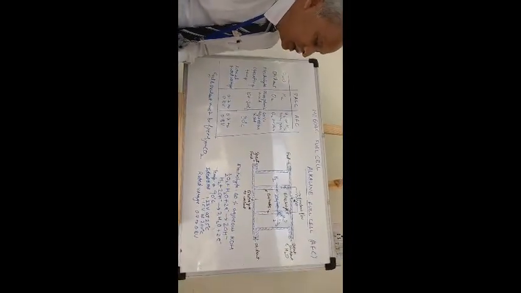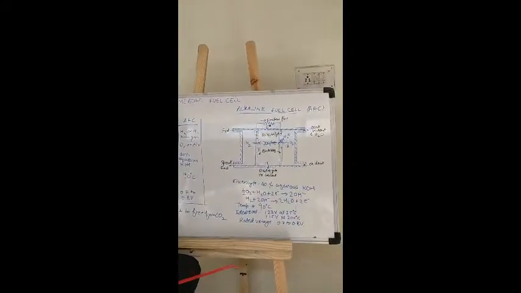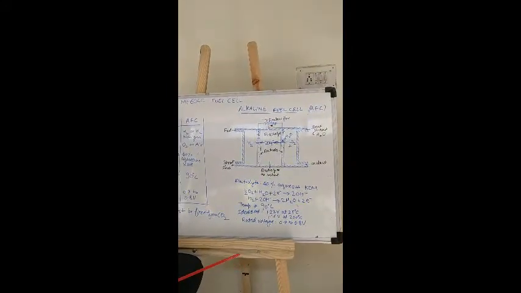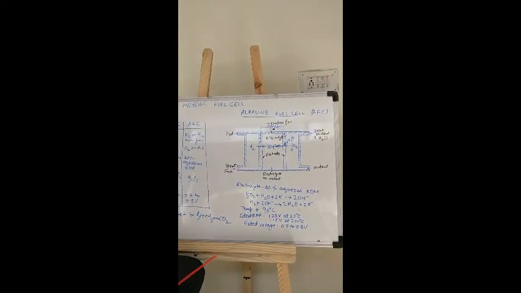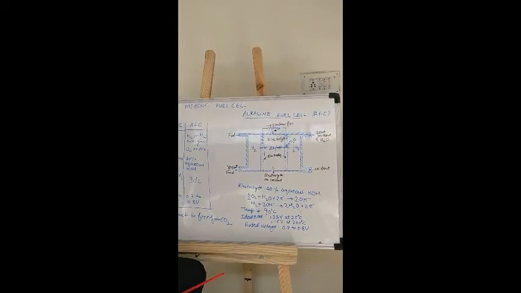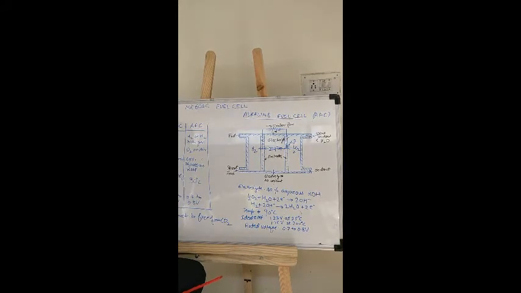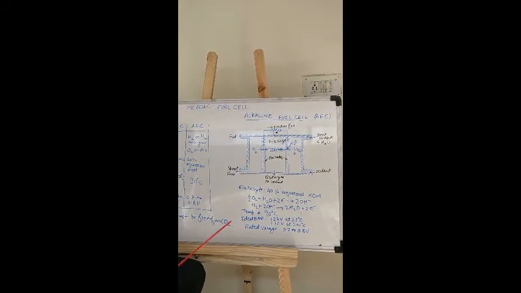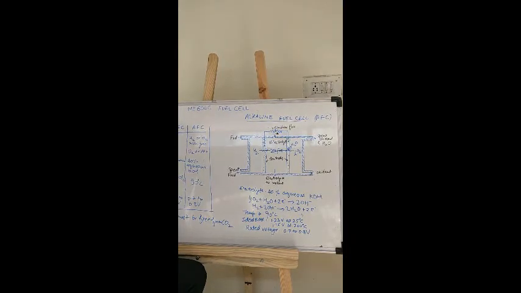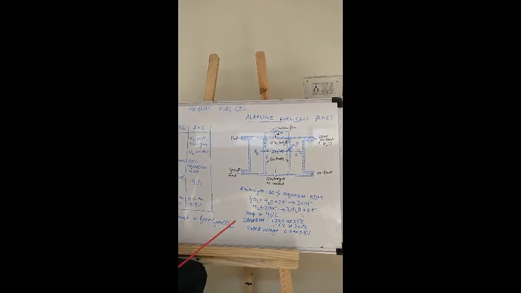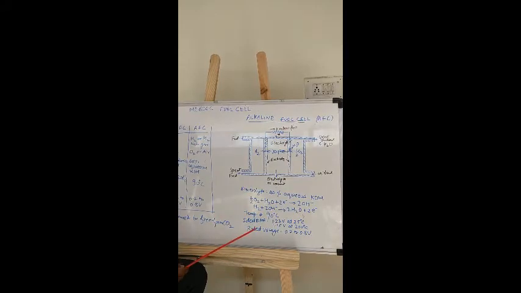Hi everyone, in the last lecture I told you about phosphoric acid fuel cell. In this lecture I am going to give you a brief introduction about alkaline fuel cell. The basic difference between phosphoric acid fuel cell and alkaline fuel cell lies in the type of electrolytes used in fuel cell. In case of phosphoric acid fuel cell, electrolyte used is phosphoric acid, whereas in case of alkaline fuel cell, electrolyte used is aqueous KOH.